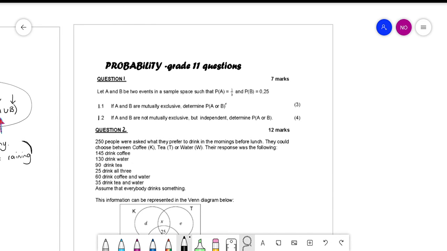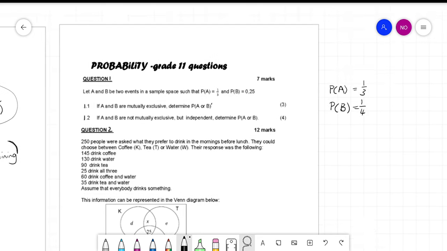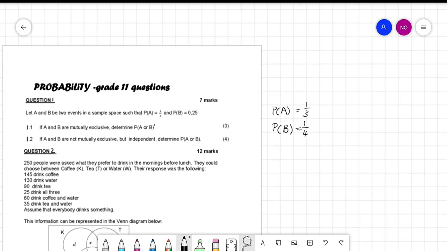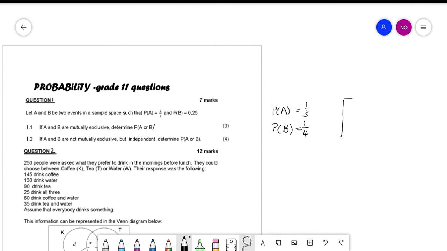Hulle sê vir jou, laat A en B twee verskillende gebeurtenisse wees, and they say P of A, I'm just going to rewrite this because that's a bit unclear. P of A is a third, and the probability that B will happen is a quarter. Dan sê hulle vir jou, as die twee onderling uitsluitend is, bepaal die waarskynlikheid dat nie A of B gaan gebeur nie. So remember, the total probability always adds up to 1.